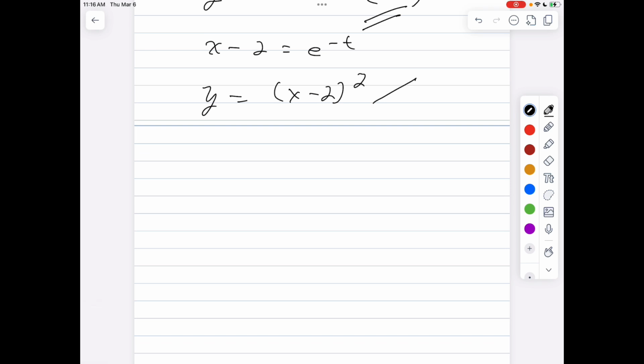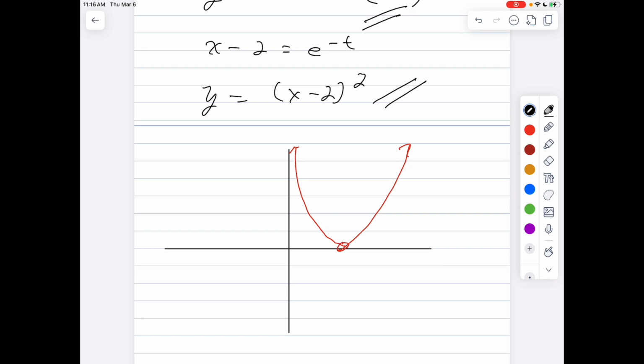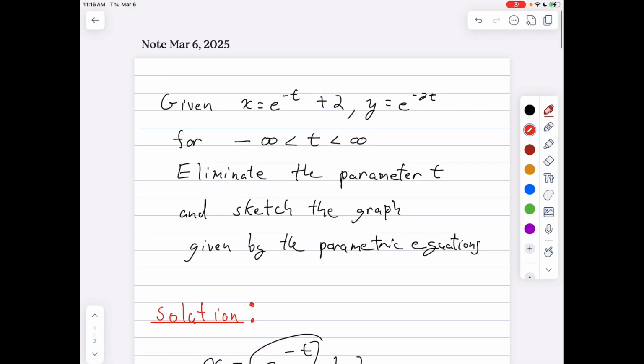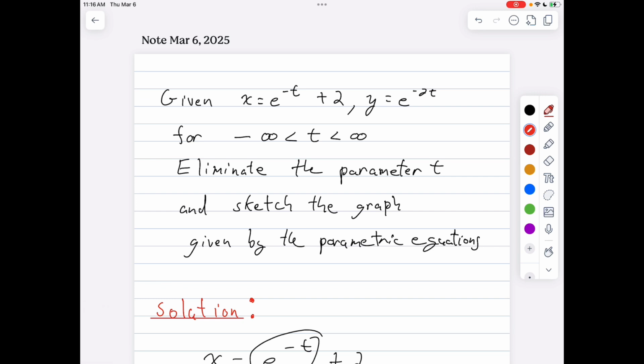So when you get rid of a parameter, you can graph this by looking at your knowledge of functions. So (x minus 2) squared is a parabola with a vertex at (2, 0). Okay, and your parabola, if you were to graph it, would look something like that. Okay, and here's 2. However, our parabola will not look like that, and here's why. You go back to the given equations.